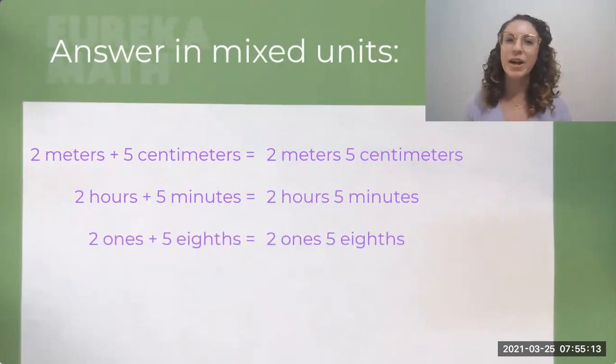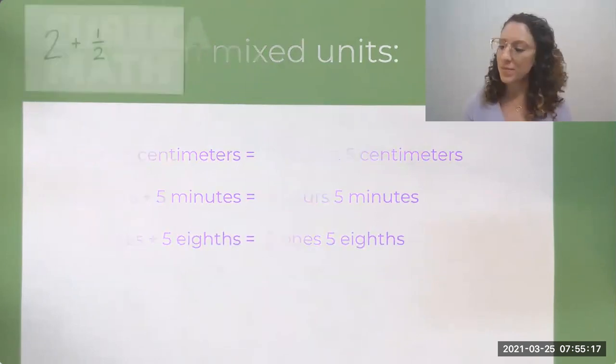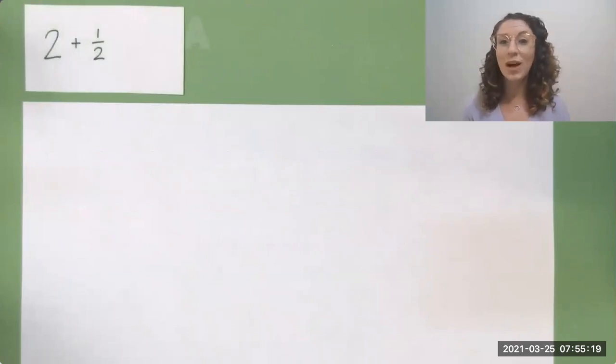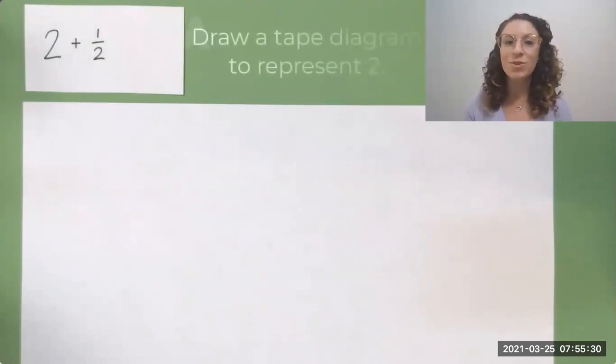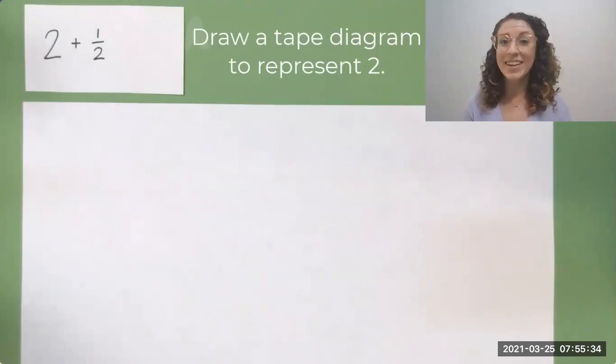Let's use a tape diagram to model adding a fraction to a whole number. Here's the problem. 2 plus 1/2. What should we model first? We can model the whole number 2 first. Pause here and draw a tape diagram to represent 2. Ready?